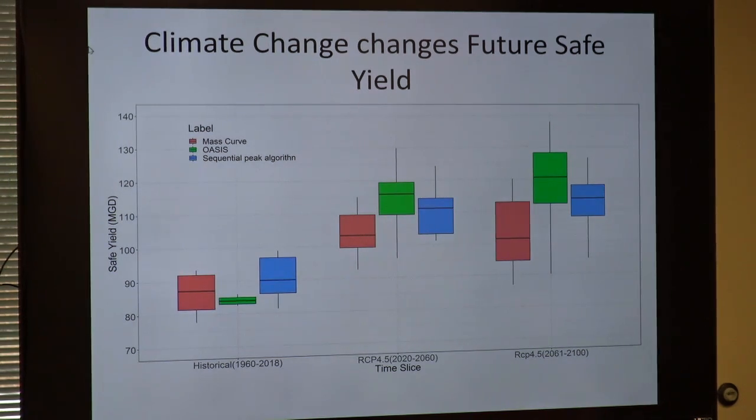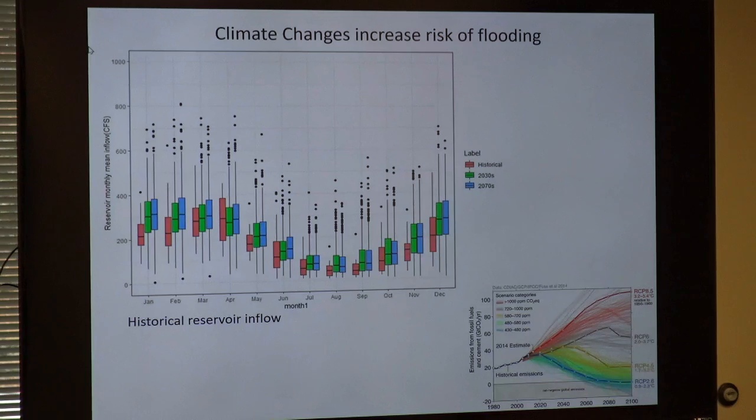The other two, sequential and mass curve, sequential peak algorithms, are showing slightly higher safe yield, but if you look at the median, that black line in the box plot, it's showing about a similar range. When we put climate change into context, we do see an increase in safe yield for all the situations, both using mass curve, OASIS, or sequential. What does it mean? It's basically showing that we receive more precipitation, and that's what the climate change projection shows, and that relates to increasing the safe yield predictions too.